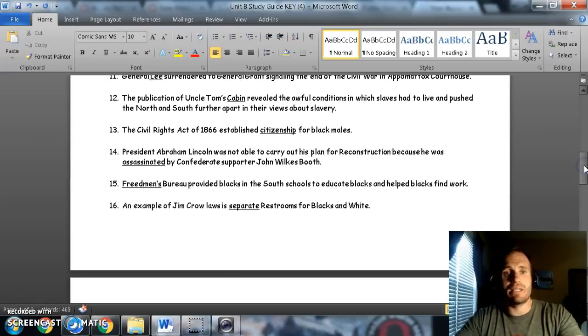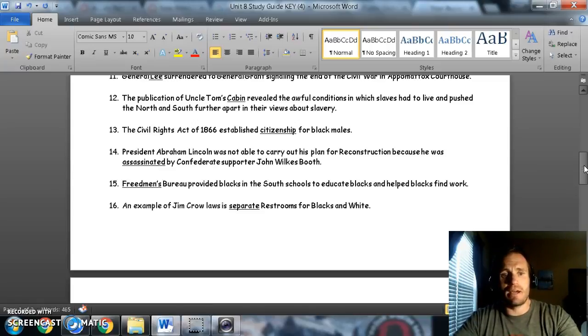Number 12, the publication of Uncle Tom's Cabin revealed the awful conditions in which slaves had to live and pushed the North and South further apart in their views about slavery. Number 13, the Civil Rights Act of 1866 established citizenship for black males.